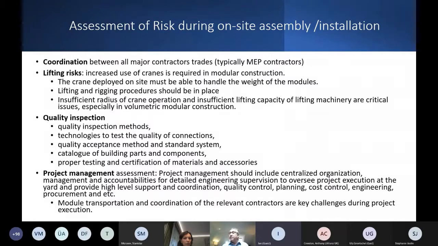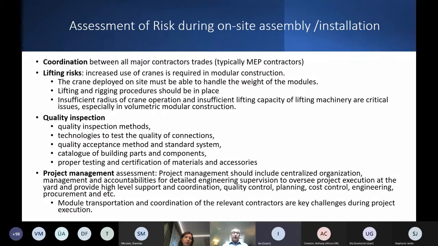The lifting risk is considerable in this kind of situation. Cranes have to be available. We have to consider the radius of the crane. We have to make sure that these cranes are able to manage and to lift these modules. We have to make sure that these cranes are also certified, tested, and periodically inspected to make sure that they are efficient and in good condition to operate during that process.